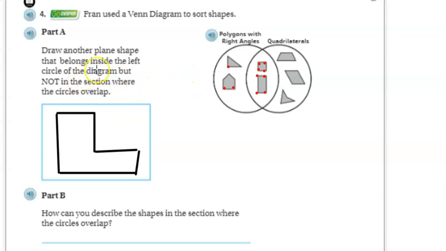So draw another plane shape that belongs inside the left circle, but not in a section where they overlap. So I have a polygon with a right angle, but if I count them, I can see that I have 1, 2, 3, 4, 5, 6. So mine's not a quadrilateral, but it does have some right angles and it is a hexagon.